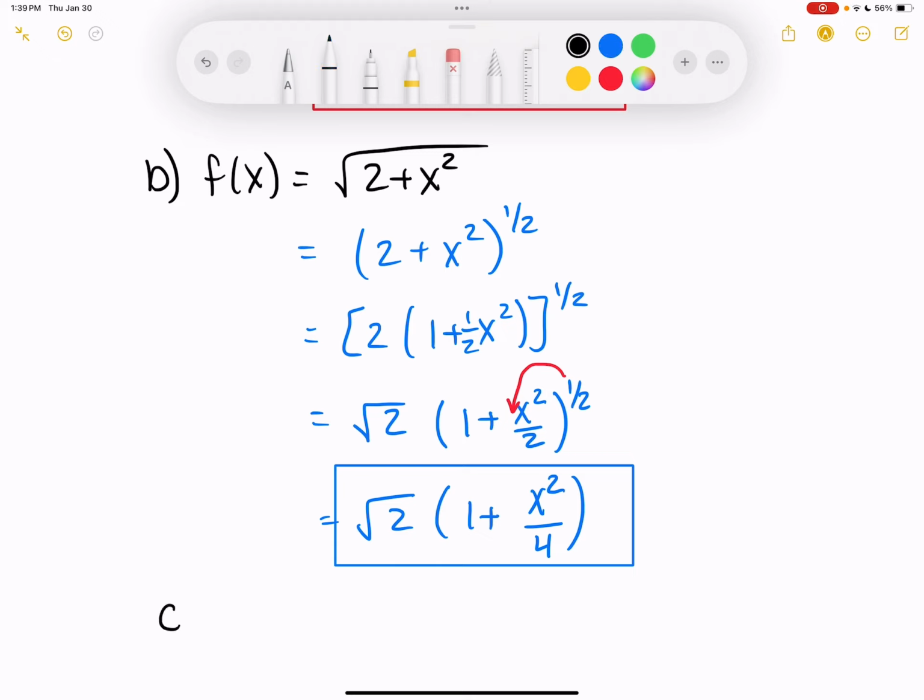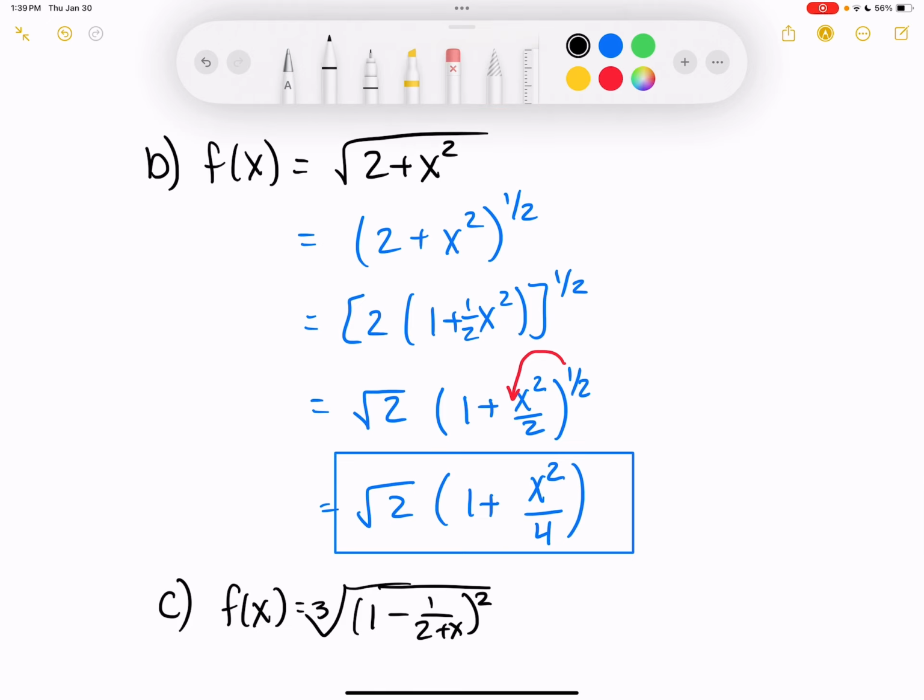So I won't do C right now, but C is the cube root of 1 minus 1 over 2 plus x squared. So we'll do that one tomorrow and do a few more example things, but there's not too much left in this section.